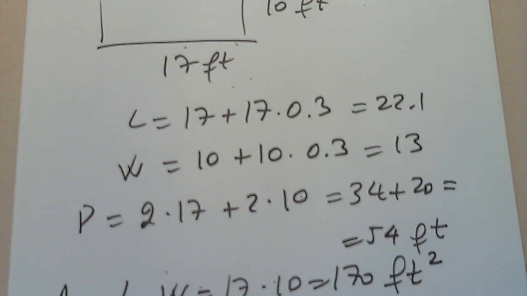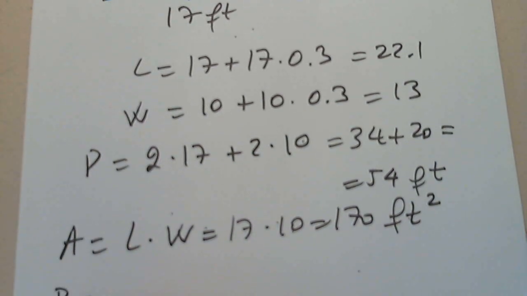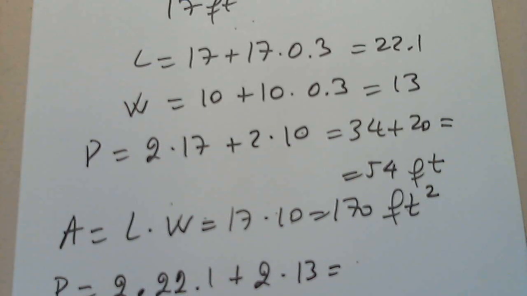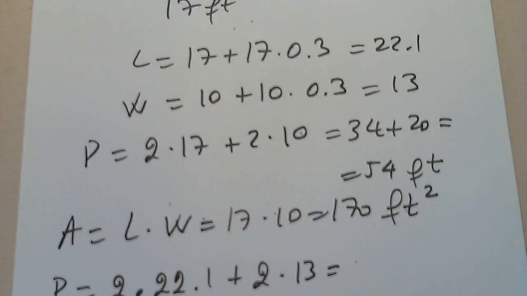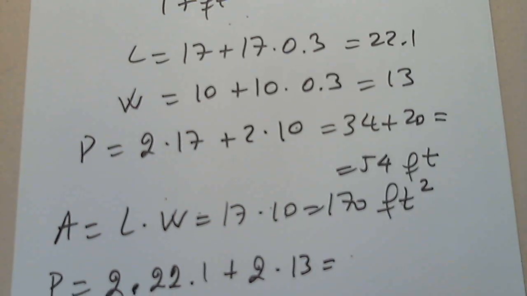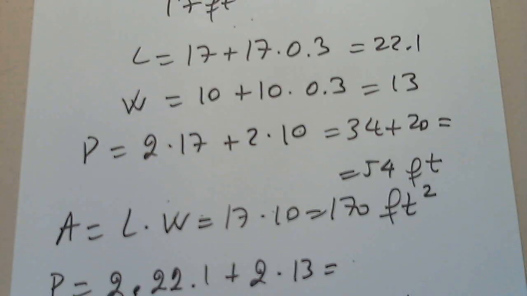Find the perimeter of the garden with a 30% increase in each dimension. Okay, fine. So the perimeter will be twice 22.1 plus twice 13. So this is 44.2 plus 26. And I think we get 70.2. And of course, this is feet. Am I correct? 70.2 feet with the increase. So type an integer or a decimal. Okay, 70.2. And of course, we are talking about the perimeter, so it has to be feet.